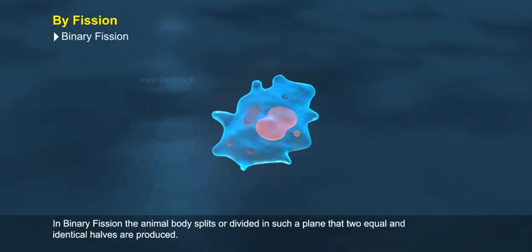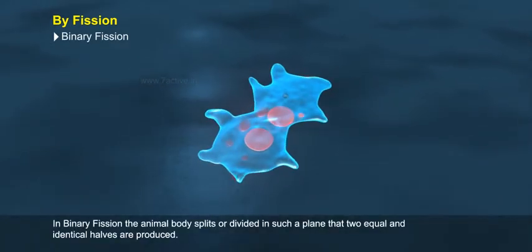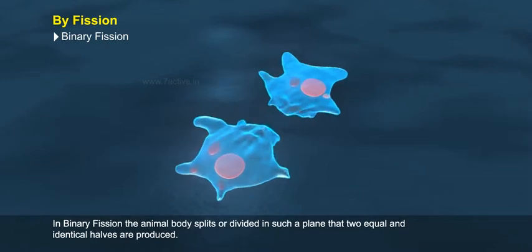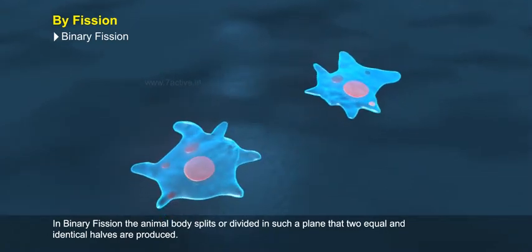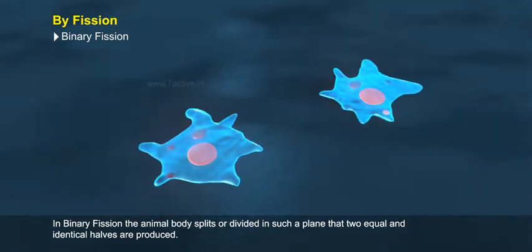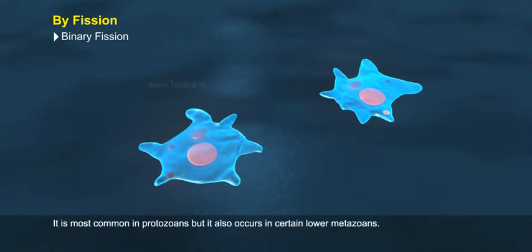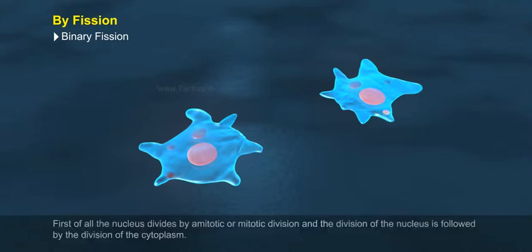In binary fission, the animal body splits or divides in such a plane that two equal and identical halves are produced. It is most common in protozoans, but it also occurs in certain lower metazoans. First of all, the nucleus divides by ameiotic or meiotic division, and the division of the nucleus is followed by the division of the cytoplasm.